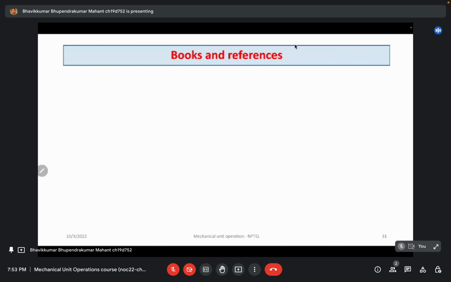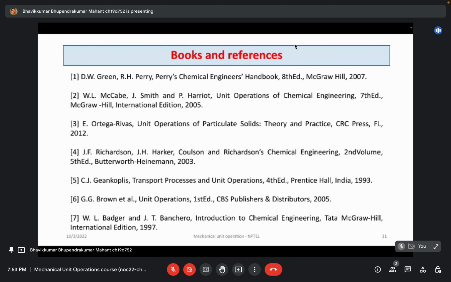Now if we talk about books and references, for data you can consider the Perry's Chemical Engineering Handbook. Otherwise McCabe and Smith, Unit Operations of Chemical Engineering, is a much more important book in this. Other than this, the textbooks and reference books used in this subject include: Unit Operations of Particulate Solids, Theory and Practice; Questions and Answers on Chemical Engineering, second volume; Coulson and Richardson; Transport Processes and Unit Operations; Unit Operations by G.G. Brown; Badger and Banchero, Introduction to Chemical Engineering. These are some books and references.